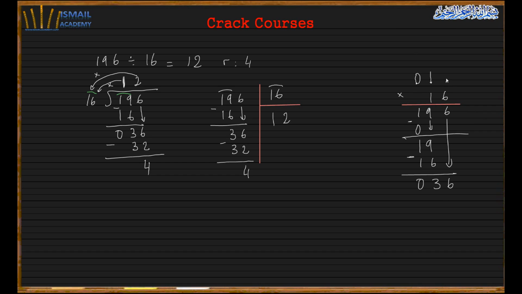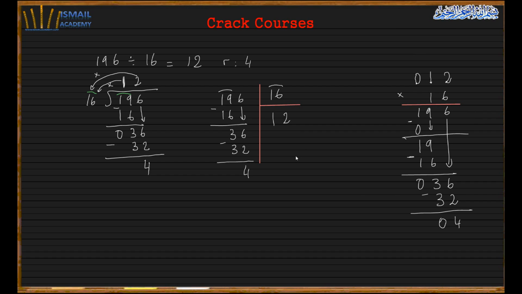So again, which is the last digit here, which number times 16 will give me 36 or closest to 36? So 32 is the closest one, so it's going to be 2. 2 times 16 is 32, so I put 32 here, and when I subtract I get 4, and 4 is my remainder, and 12 is my quotient, and this will be your final answer.